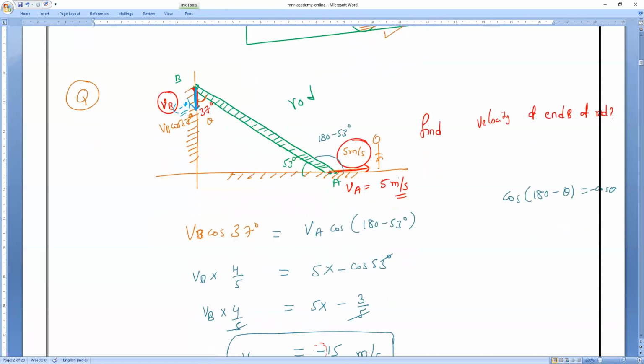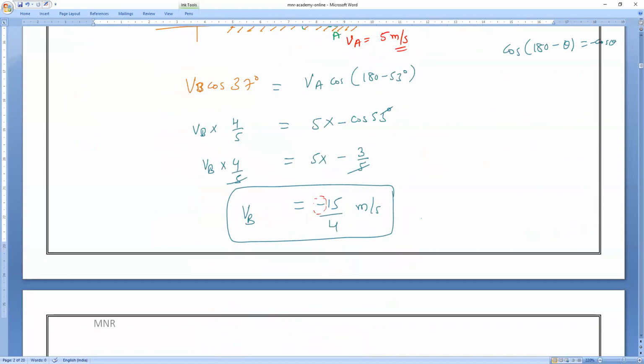So that is what VB, the velocity of B, is equal to minus 15 by 4 meter per second. Do you all understand? Ishali, Aswida, everybody clear? Please respond. Yes, sir.